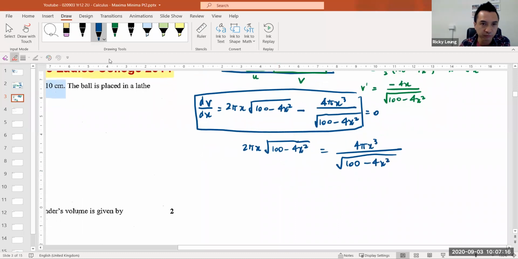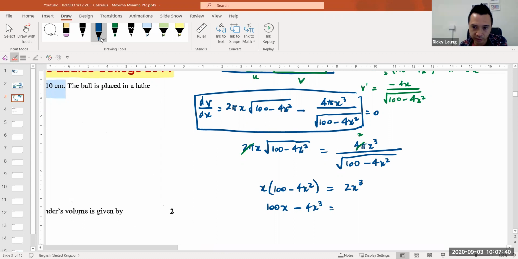You know what? Let's look forward. So maybe divide that by 2 pi. 2 pi leaves 2. Yep. So you get x times 100 minus 4x squared, because the square root times square root goes away. And on this side it's just 2x cubed. So that's 100x minus 4x cubed equals 2x cubed.